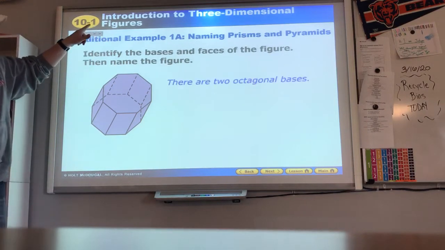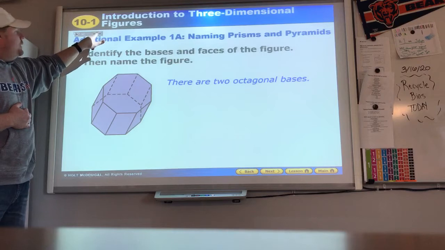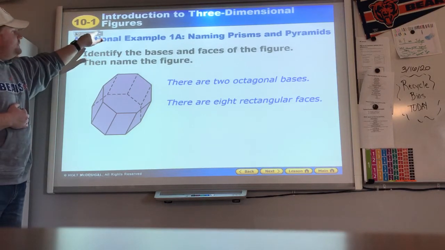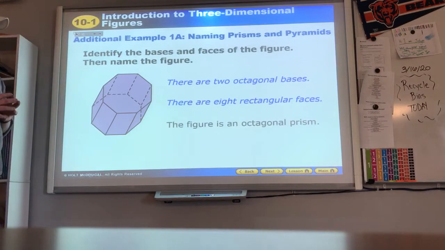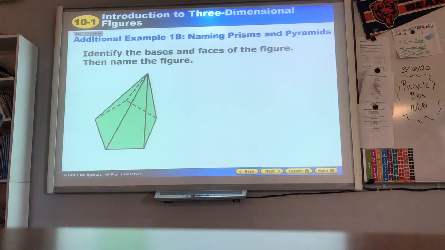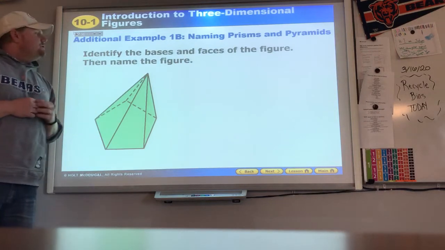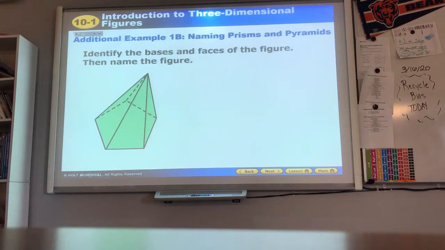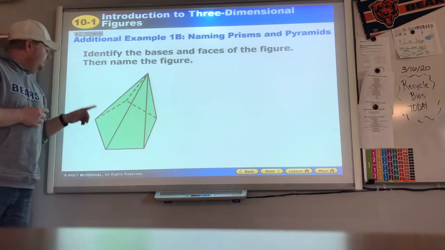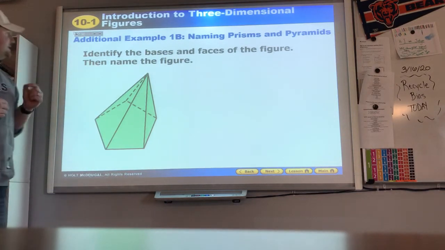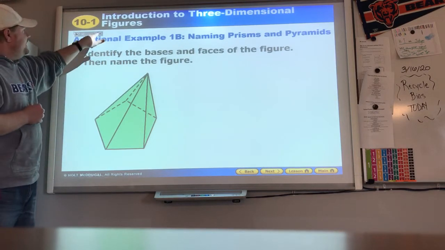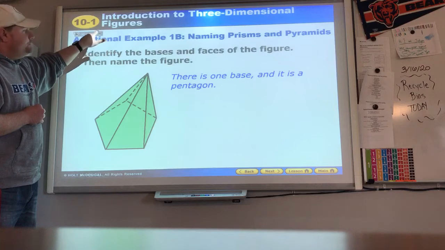They're going to show you. There are 2 octagonal bases. There are 8 rectangular faces. The figure is an octagonal prism. Now with this one, it comes to a point, so we know it is not a prism, but a pyramid. We look at the bottom, 1, 2, 3, 4, and 5. So that's a pentagon. And 5 triangles come to a point, so a pentagonal pyramid.